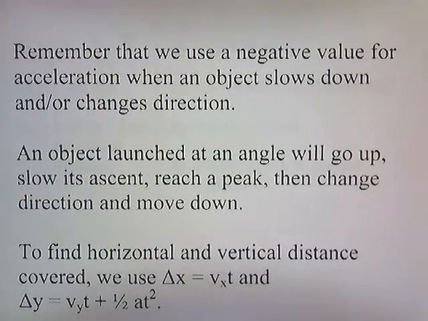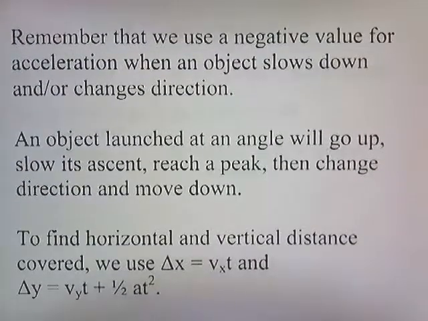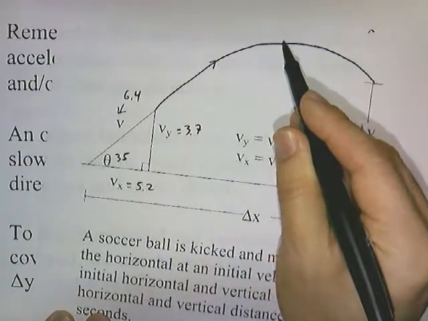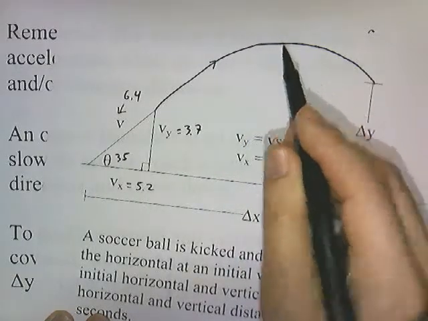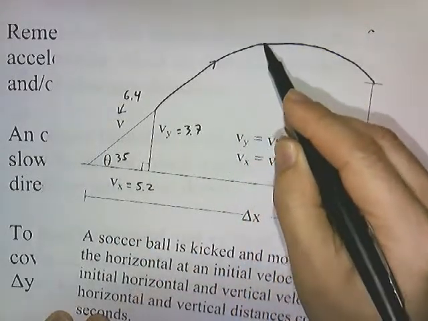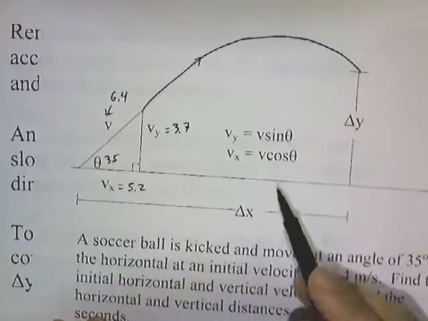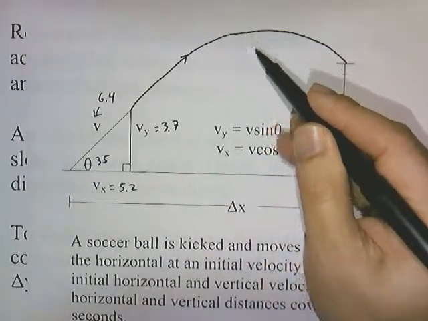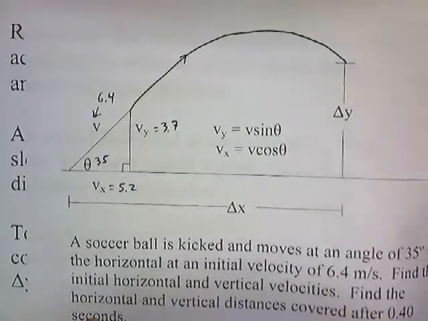Remember that we use a negative value for acceleration when an object slows down and or changes direction. An object launched at an angle will go up, slow its ascent, reach a peak, then change direction and move down. So this object is going up, up, up, slows down, slows down, slows down, stops, at least it stops going up vertically. It's still moving at the same rate horizontally, but the rate at which it's going up slows down, stops, then changes direction and comes back down. So vertically, it goes up and slows down, stops, and changes direction.